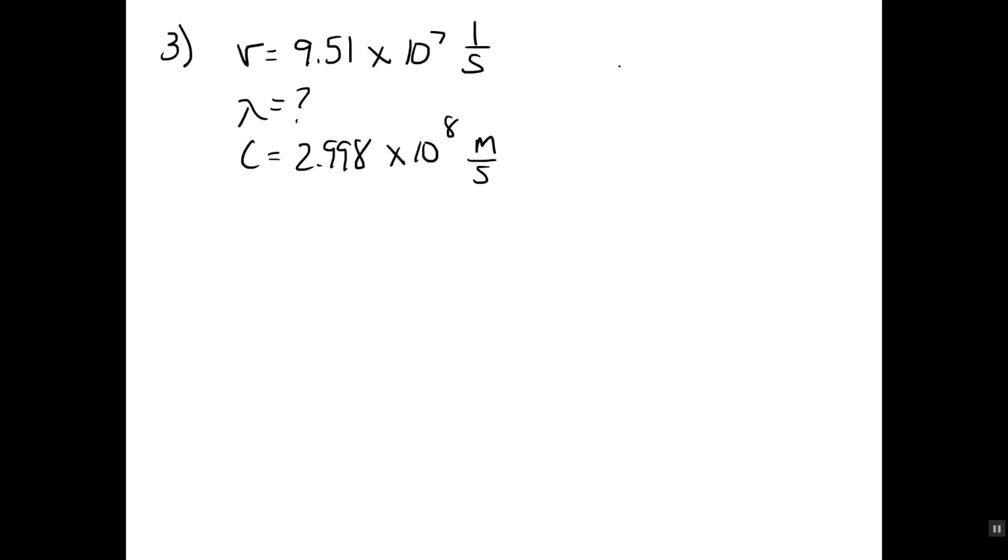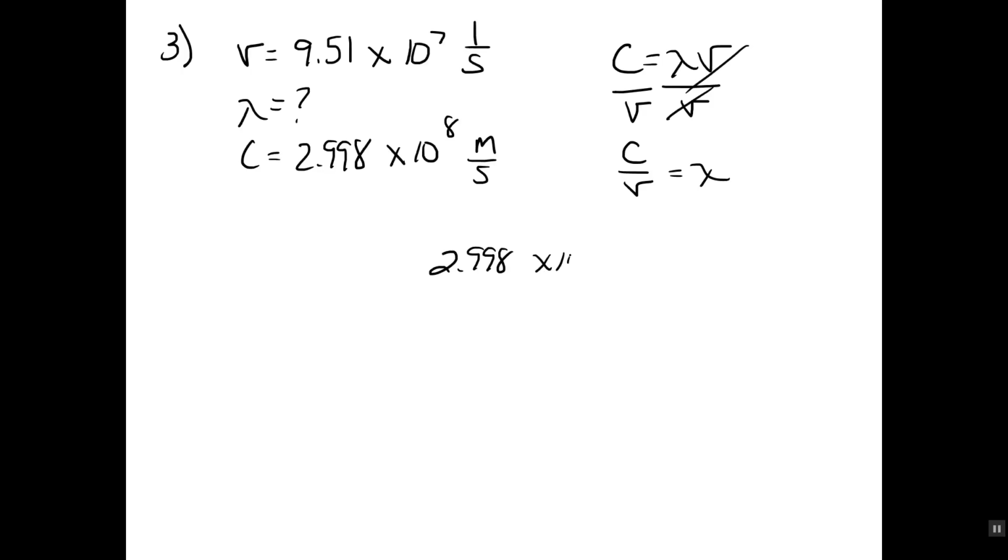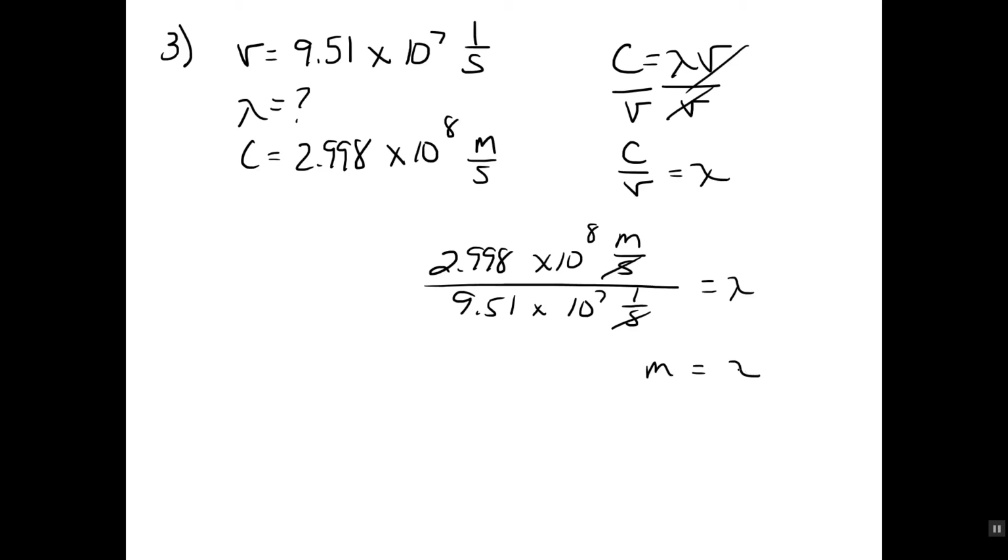c is 2.998 times 10 to the 8th meters per second. And again, just as last time we use the same formula, c is equal to wavelength times frequency. We want to isolate wavelength, so we're going to divide both sides by the frequency. And so we get c over frequency is equal to wavelength. And so those cross out. So now we plug it in, just like last time. So you get 2.998 times 10 to the 8th meters per second over 9.51 times 10 to the 7th, 1 over s. Again, these cancel out, so it's going to leave you with meters over 1, which is meters.